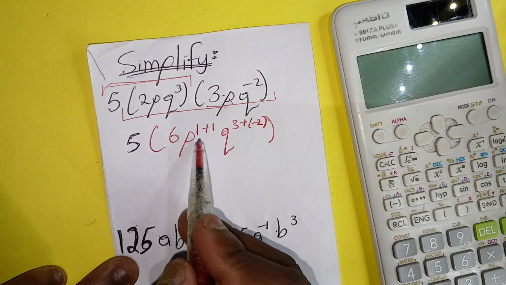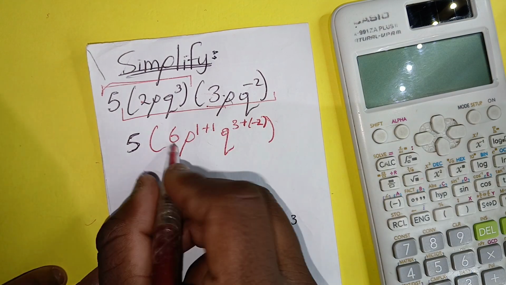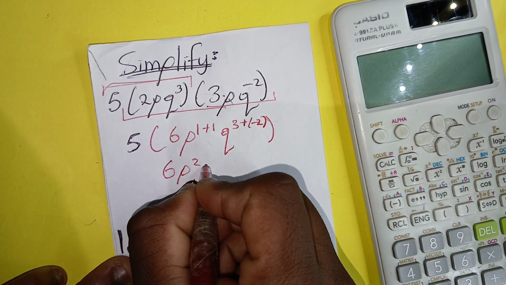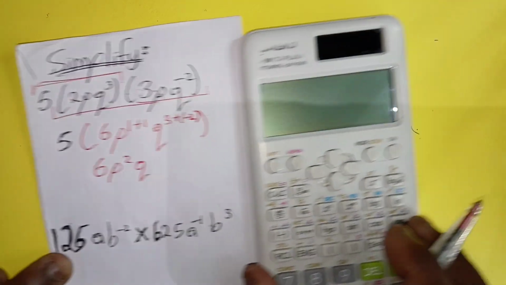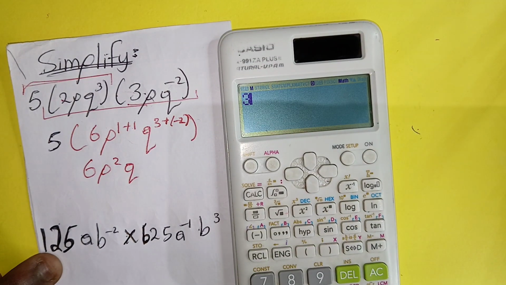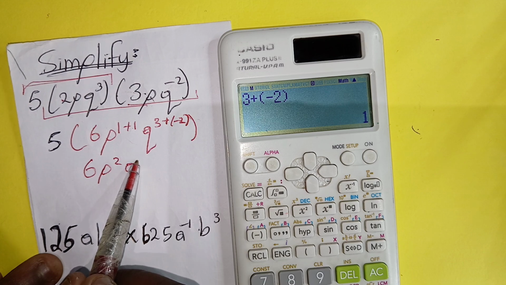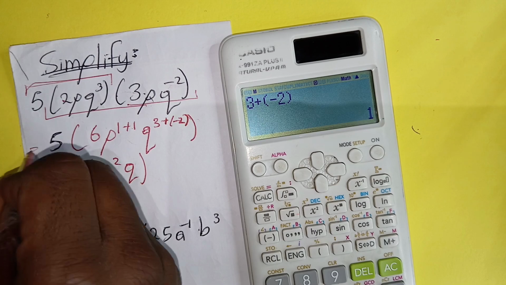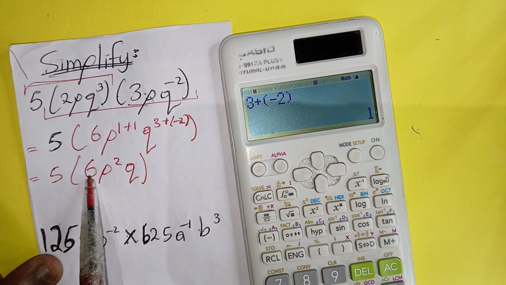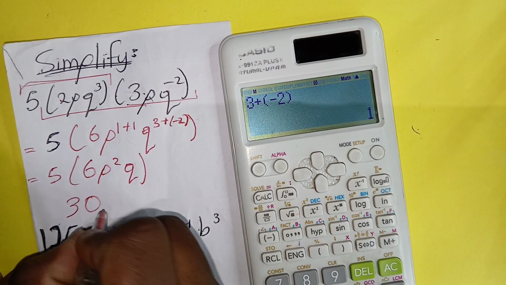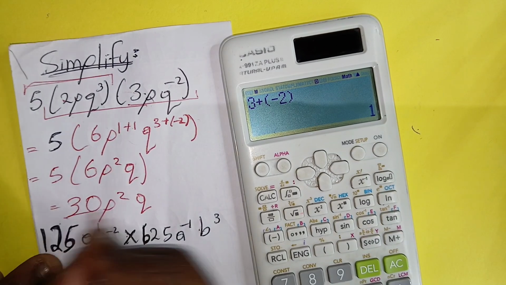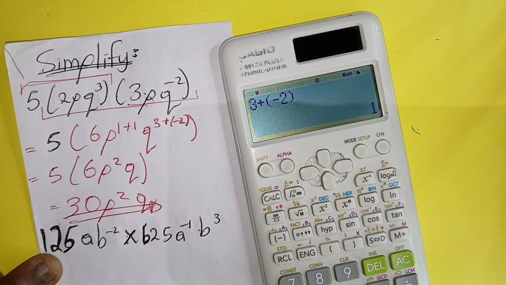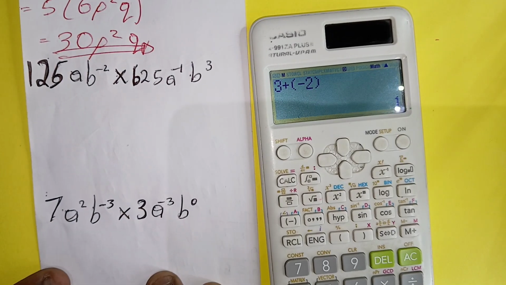So now when you simplify inside the bracket, you'll find it's 6 p^2 q. And when you punch this into the calculator, 3 plus minus 2, you get 1, and no need for you to put 1, it will be invisible, then 5. Now 5 multiplied by 6, you get 30 p^2 q. So this one is your final answer. Yeah. Then go down.